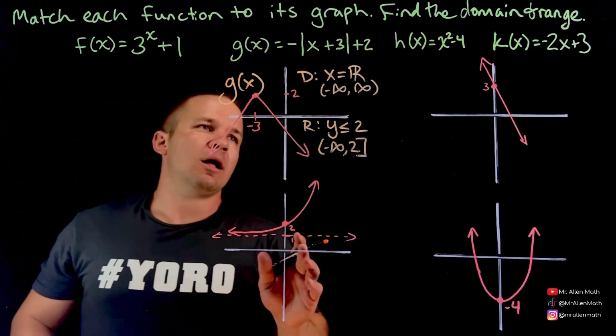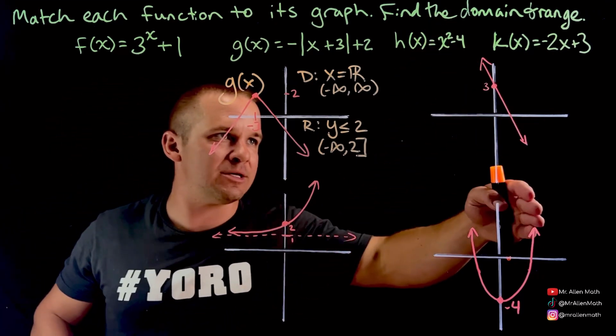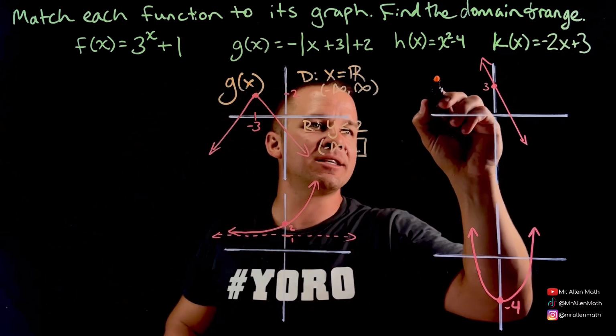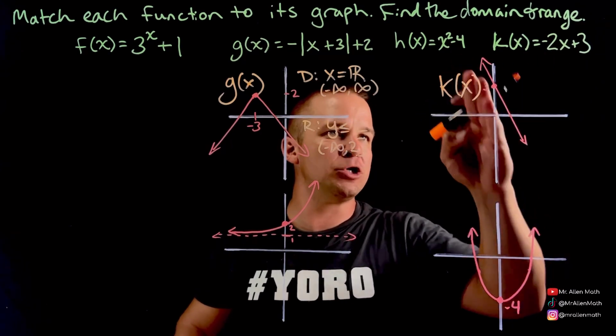Okay. Let's see here. This one looks like a linear function, right? It is decreasing here. It's got a negative slope and a y-intercept of 3. Oh my goodness, it's k of x, dude. It's k of x. All right, there we go. Y-intercept of 3, a negative 2 for our slope.